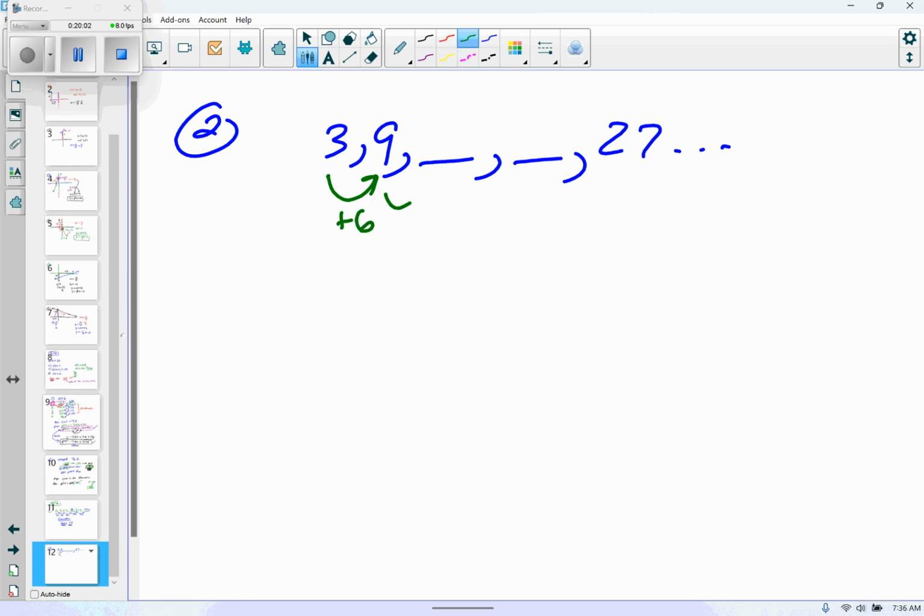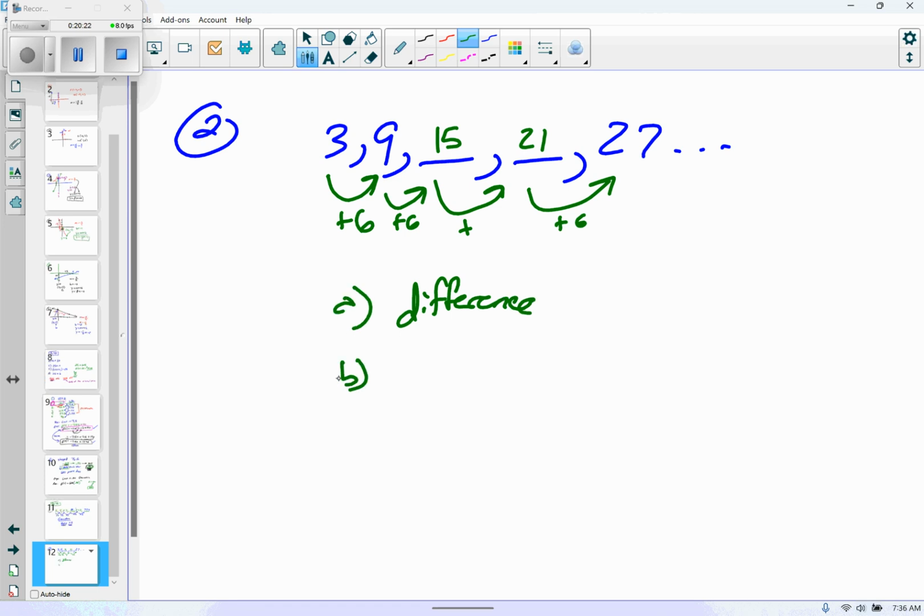Maybe see if we, what do you think? If I add 6 to 9, that gives me 15. If I add 6 to 15, that gets me to 21. If I add 6 to that, that gets me to 27. So we have a common difference. Okay. So that's the answer to A. B, our common difference is we are adding 6. And because we're adding, it's arithmetic. That's all we had to list. We're just trying to figure out the rest of it.